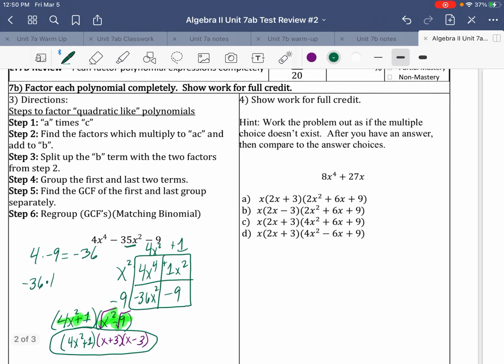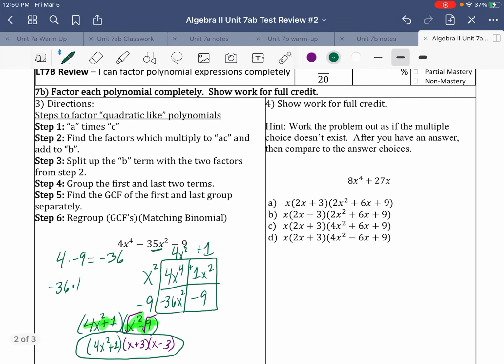All right, number 4. Always look to see if there's a greatest common factor right away. And in this case, there is x. You can divide both terms by x. So what you're doing is you're undividing it, undistributing it. And after you undistribute it, we're then looking inside here. Is there anything we can do to factor that further? Well, it's not a square, it's a cube, so we should be thinking sum or difference of cubes.